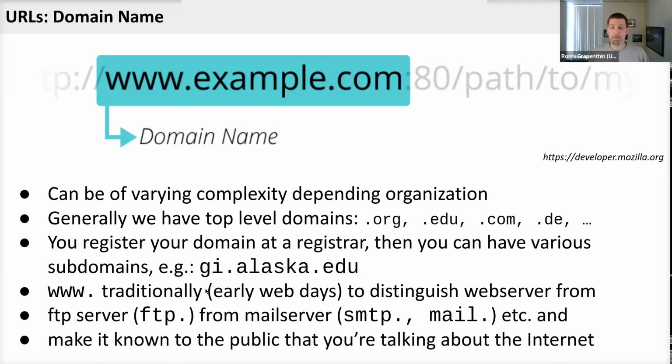www. Traditionally, in the early web days, was used to distinguish the web server from, say, the FTP server, where we had ftp dot, or the mail server, SMTP, mail dot. All of these ran different protocols. www dot, generally understood, HTTP, was set up to deliver websites in HTML. Lastly, domain names make it known to the public that you are talking about the internet. Everybody knows when you're saying example.com that this is something that lives on the internet.